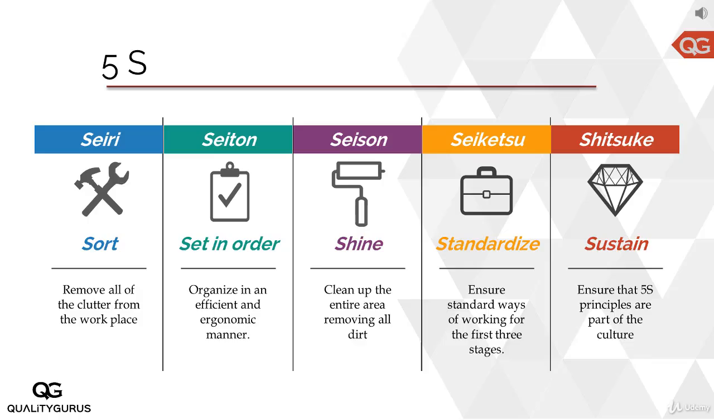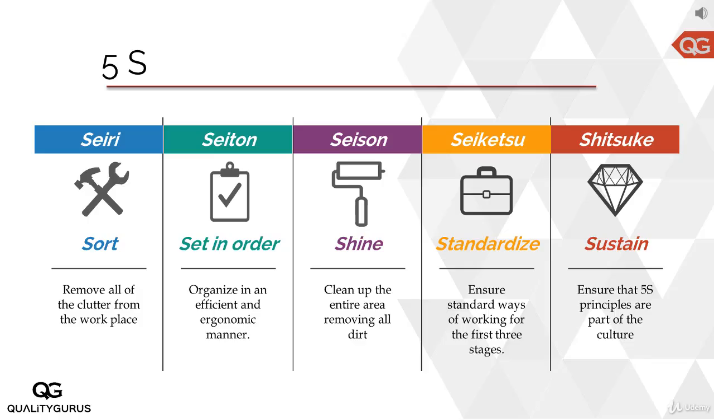The second thing would be set in order, where you organize things properly. Organize so that you have easy access to pick things. Everything is at its place and there is a place for everything. So that's basically what you do in set in order. Things are arranged in an ergonomic manner, so you don't need to stretch too much to pick something. Everything you keep around your working area where you can ergonomically work. So that's the second step, where you put things in order.